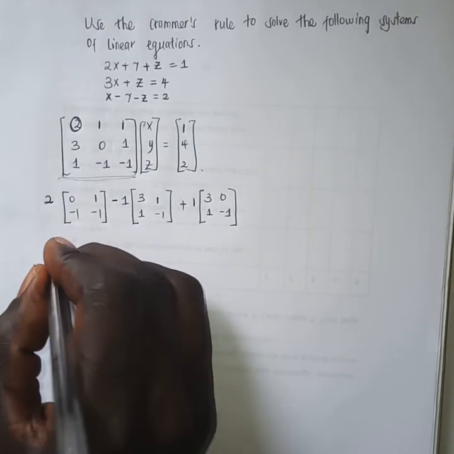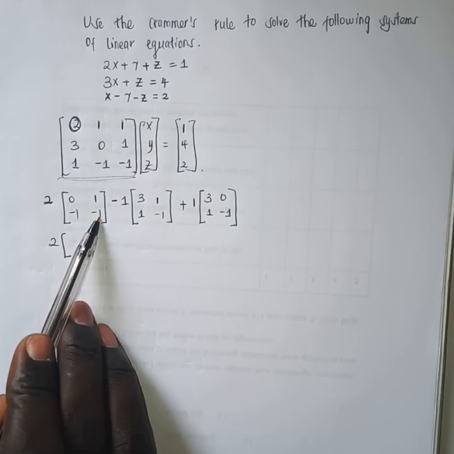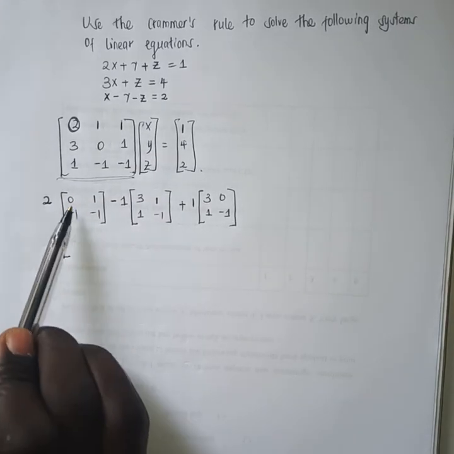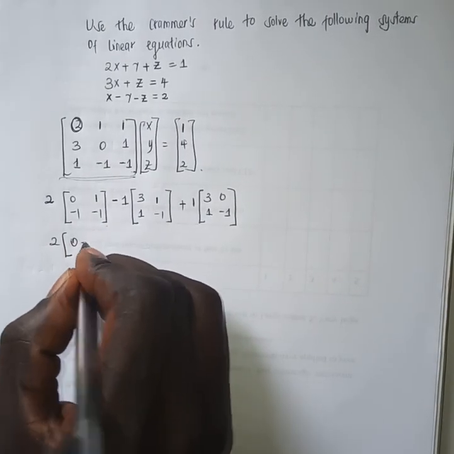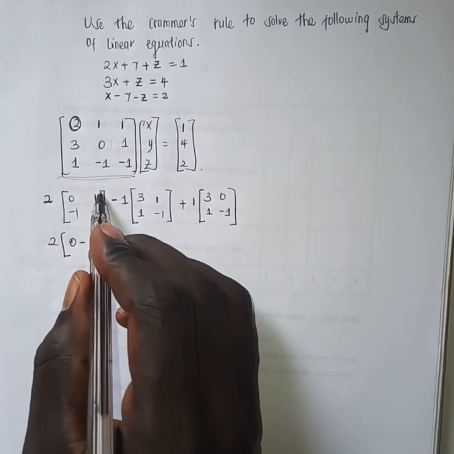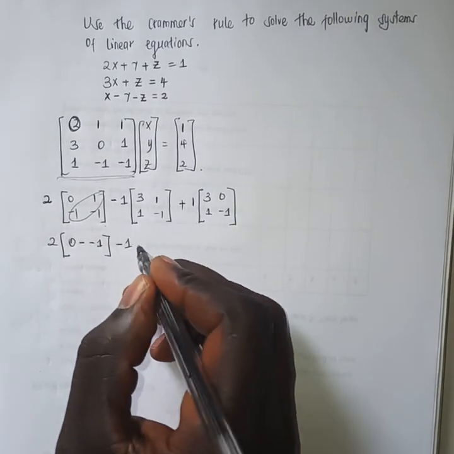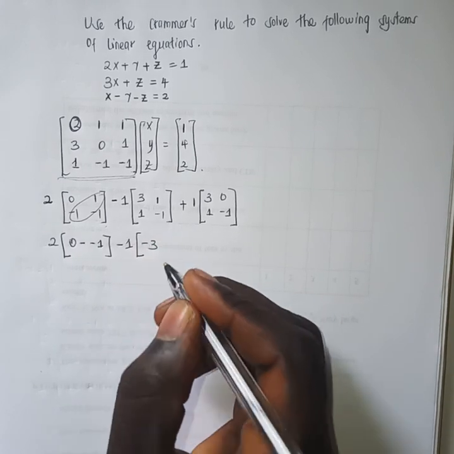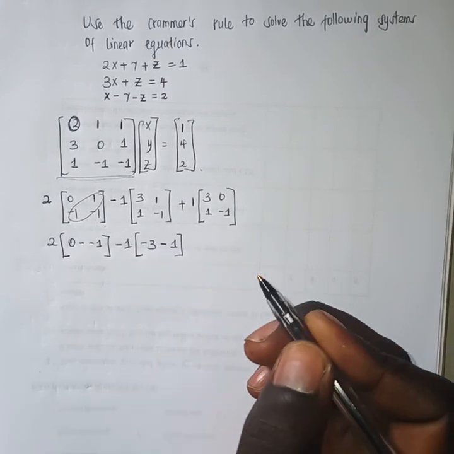So we are going to find 2. The leading diagonal is this one here. So we'll be having 0. 0 multiplied by -1 is 0. So it will be 0 minus -1, because this one is also giving us -1. Then we're going to have -1 into leading diagonal is -3. Then we are going to subtract 1.